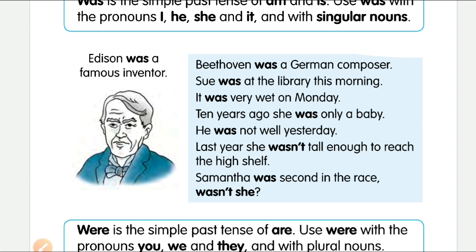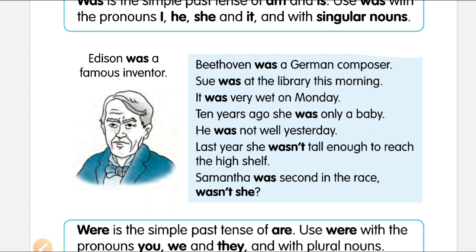How? You can see here, Edison was a famous inventor. You must have heard about Edison. He was a great scientist. Beethoven was a German composer. She was at the library. Means after a single word, say Beethoven, after any name, we are using was.